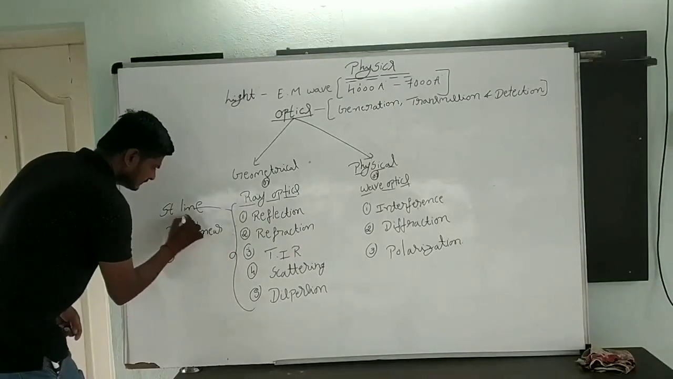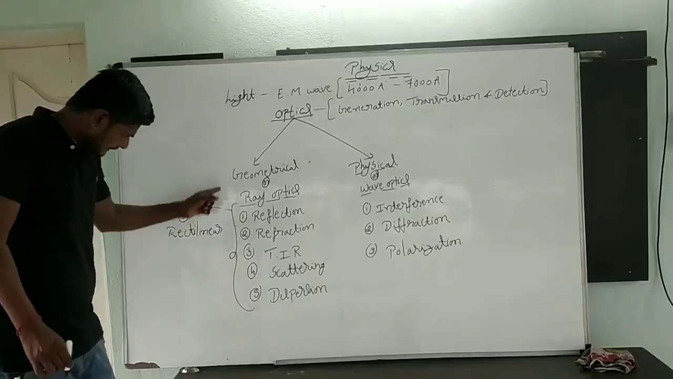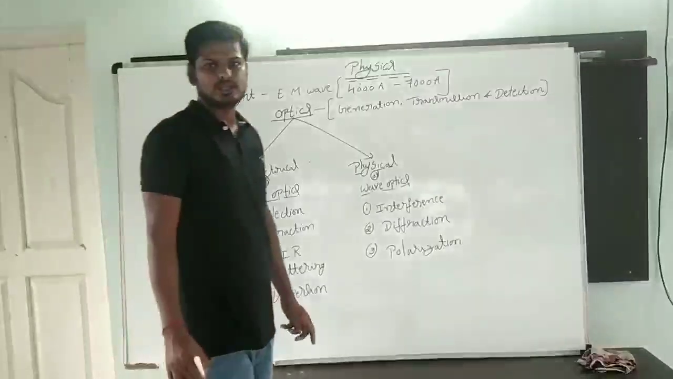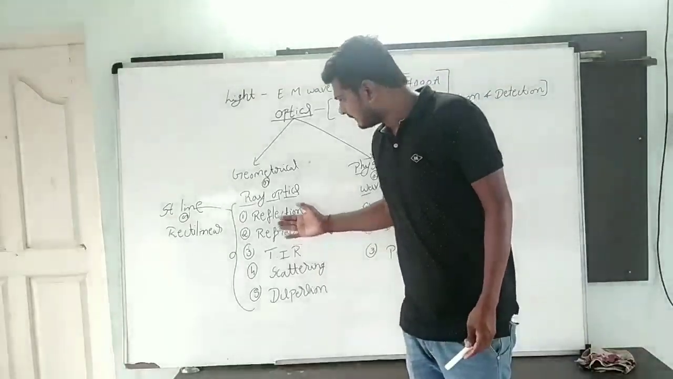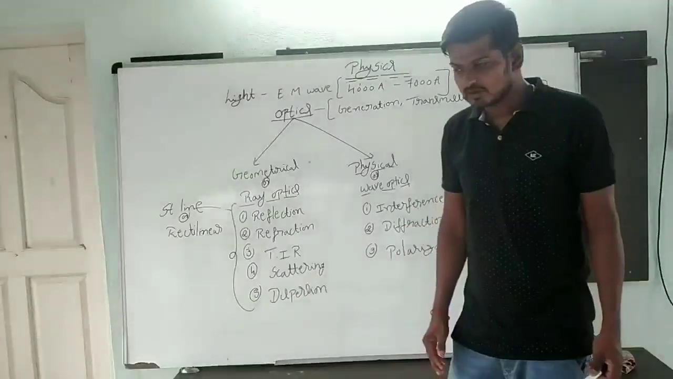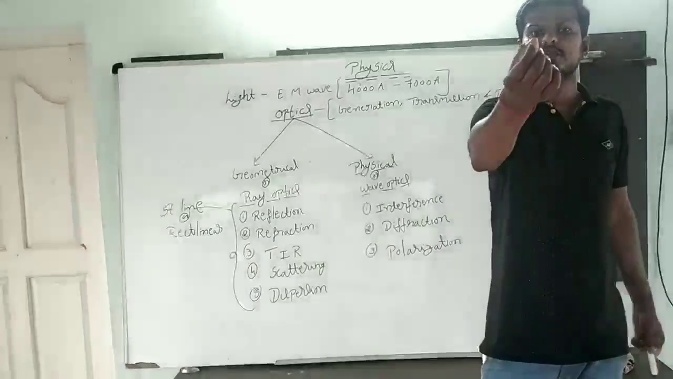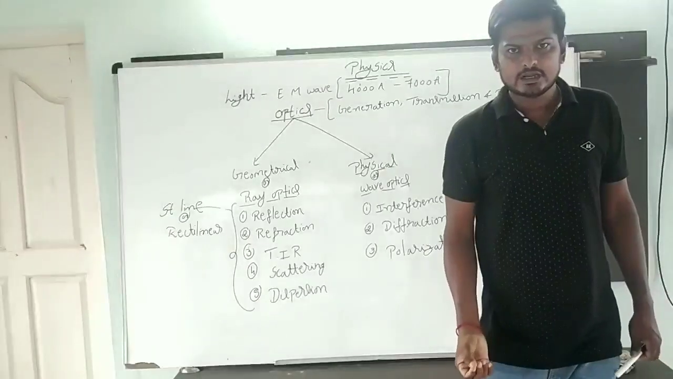Rectilinear. Yes, sir. All the properties we are going to take as light is going to follow a straight line path. That is one. We are going to explain what? The particle nature of light. Light following a straight line path explains the particle nature of light. Particle nature means any particle.